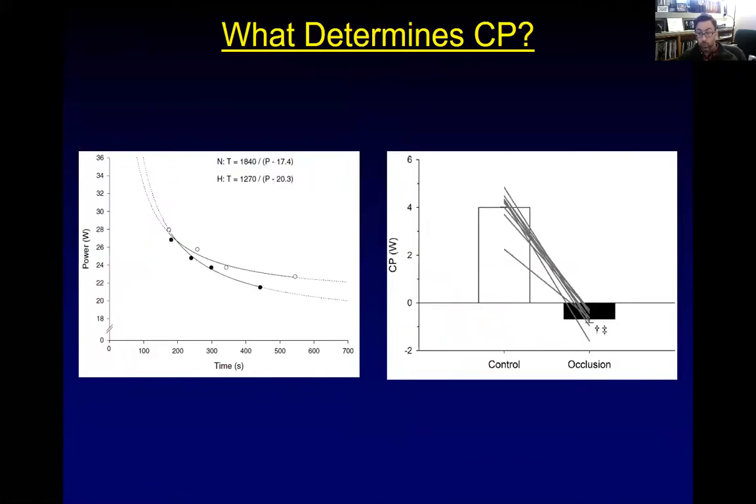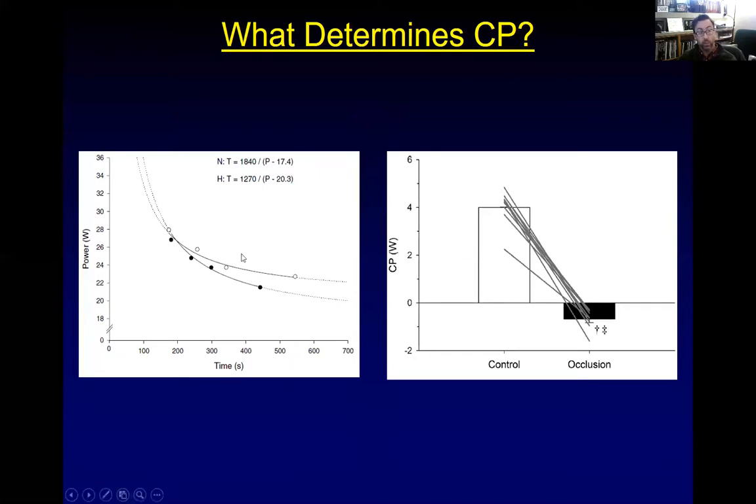So hopefully I have convinced you in some ways that critical power is a real thing, right? And there are some physiological things that are going on. And so one of the things that is kind of fascinating is what are the measured parameters? Like, what's the physiology that actually determines critical power?